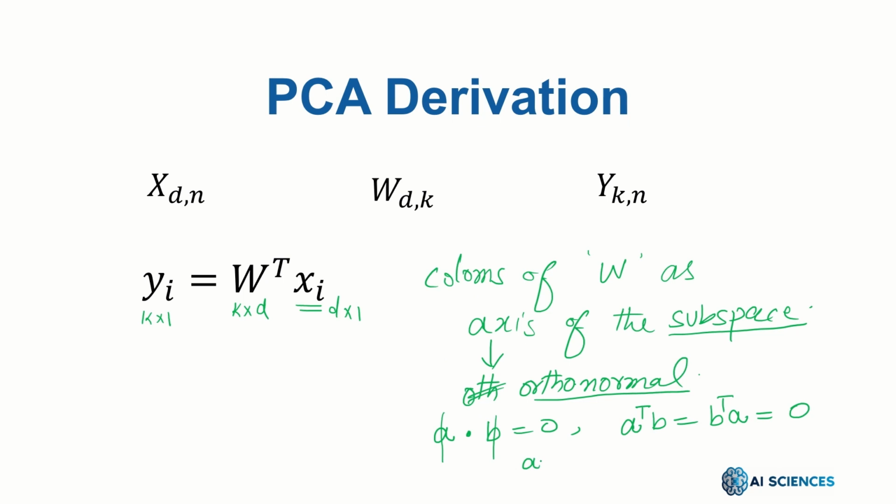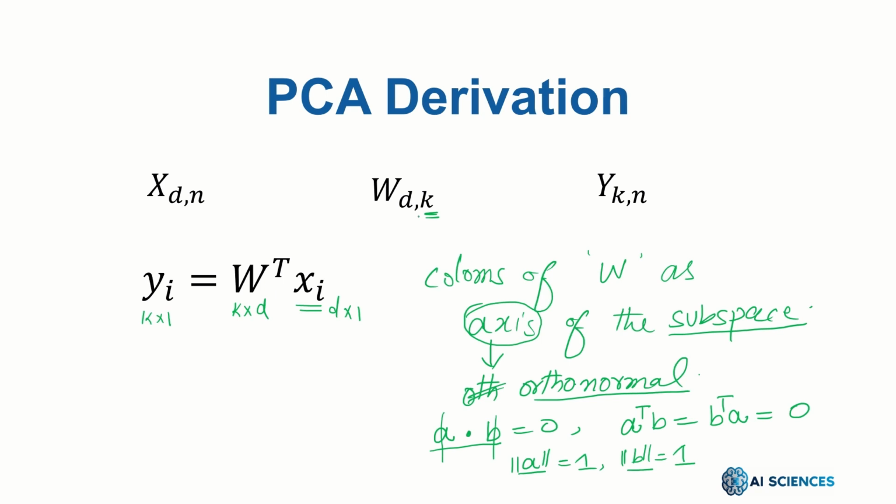Further, if the magnitude of A is 1 and the magnitude of vector B is also 1, then we call them normalized vectors. So if two vectors are orthogonal as well as normalized, we call them orthonormal. So the columns of this W, each column, there are k columns, there are k axes. The columns of this W are orthonormal vectors or orthonormal axes of the subspace which is going to fit the data. We do not know that subspace.